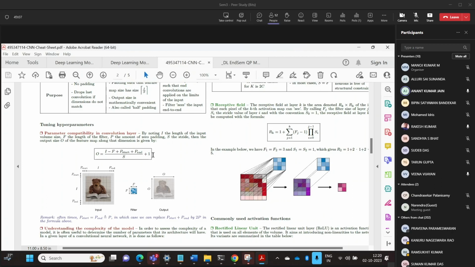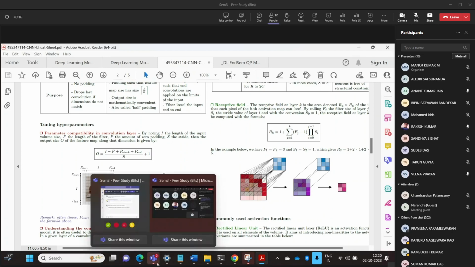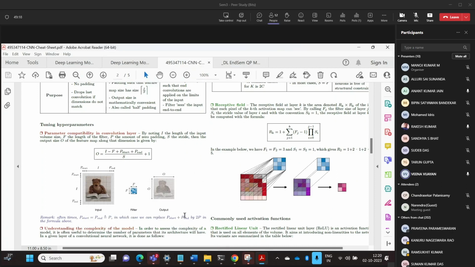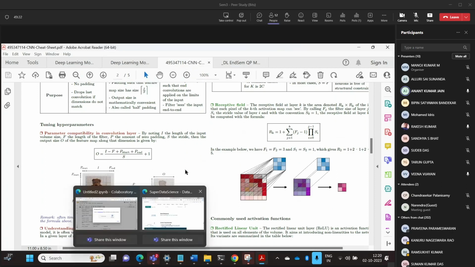And this PDF is shared. What is the name of this PDF? Yesterday it was shared in this meeting link only, it will be there.